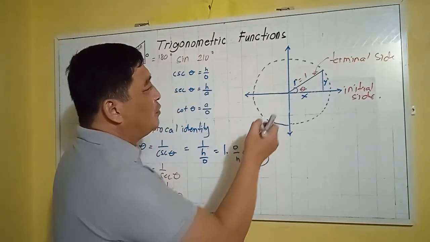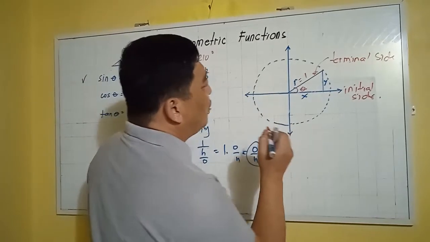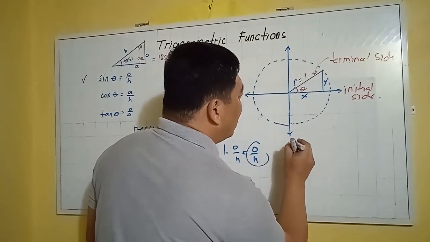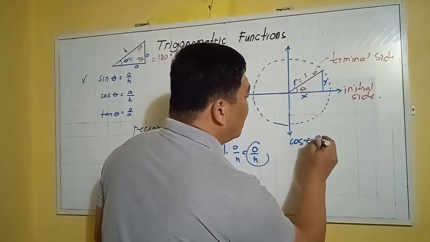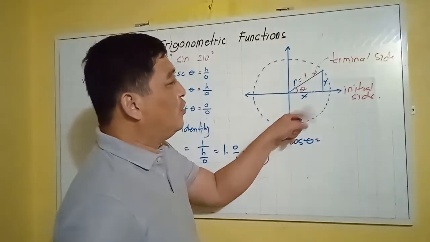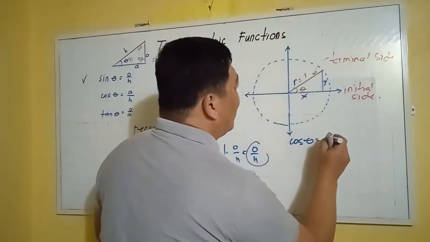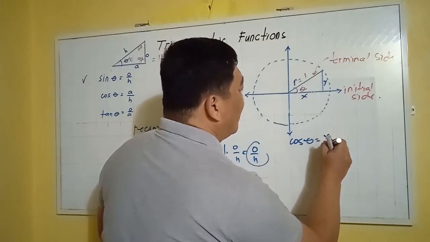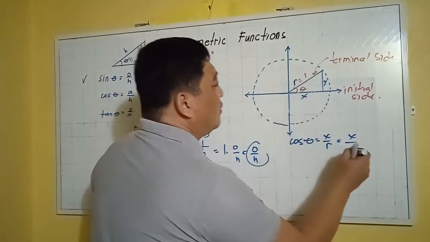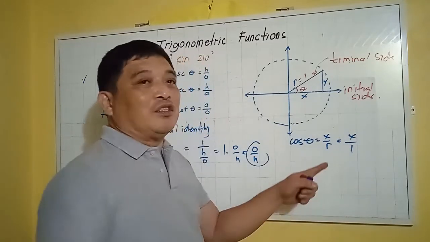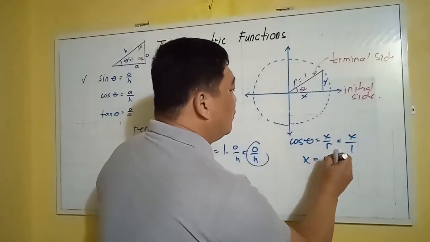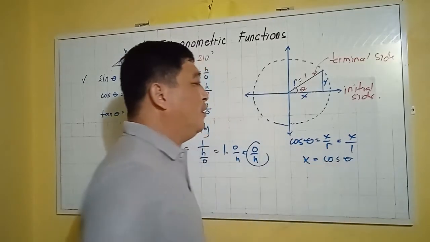If we're going to consider cosine theta, cosine theta is equal to adjacent over hypotenuse. So, we have x over r. If r is equal to 1, we have x over 1. So, x is equal to cosine theta.